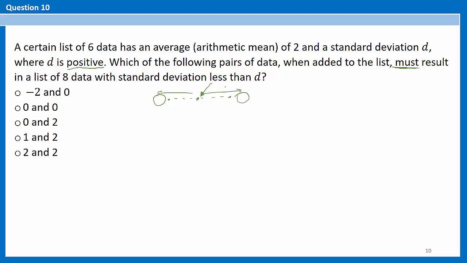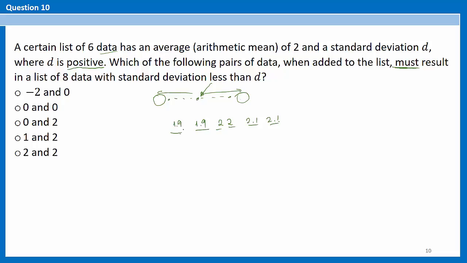Now, since they are not integers necessarily, they are not restricting that in any way. They just say 8 data. Okay, we can have, for example, numbers like 1.9, 1.9, 2, 2, 2.1, 2.1. Okay, there are my 6 numbers.